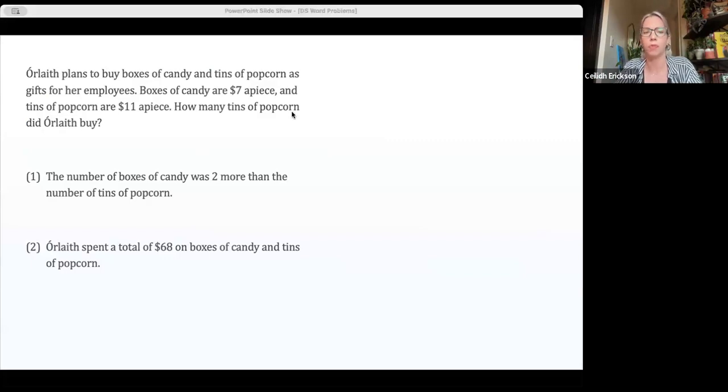just translating this. We've got 7 boxes of candy, or 7 apiece. So we could say it's going to be 7 times the candy. I don't know, you could do B for boxes, C for candy, either one, doesn't really matter here. And then popcorn is 11, so 11 times the number of boxes of popcorn. Here, that was a weird looking P. 7C plus 11P is going to equal some total dollar amount that was spent, right?